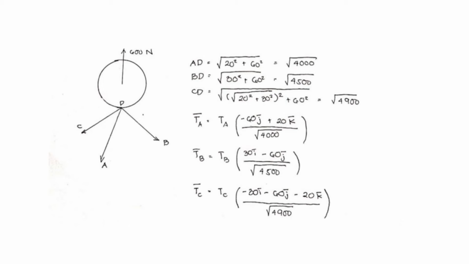So we start with point AD. Square root of 20 squared plus 60 squared equals square root of 4000. For point BD, square root of 30 squared plus 60 squared equals square root of 4500. And for point CD, square root of point AD squared plus 60 squared equals square root of 4900. With this, we can now rearrange the expression of each tension. We can get the result written below.